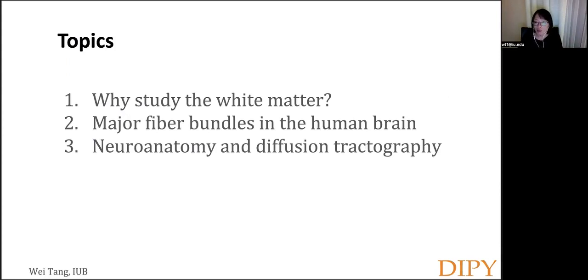In part one, we will talk about why studying the white matter is important from both a basic neuroscience point of view and the perspective of clinical applications. In part two, we will go through some basics of the major bundles in the human brain and look at their morphology and connectivity patterns. In part three, I will discuss the challenge in diffusion tractography and the current efforts from translational neuroanatomy that uses non-human primates to advance our knowledge in humans.